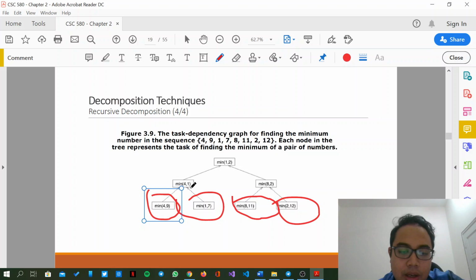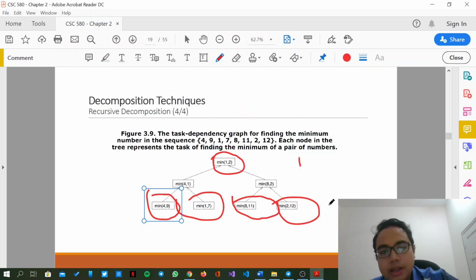4, 1, mana lagi kecil? 1, so naik atas 1. 8 tu, mana lagi kecil? 2, so 2 naik atas. Last kali kita akan dapat mean between 1 and 2 dan jawapannya akan jadi 1. Okay, it is that simple.